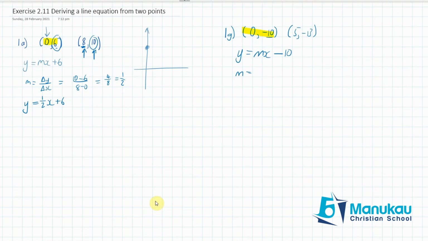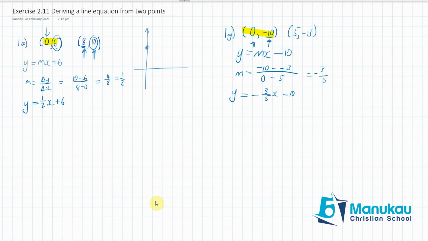M is the change in y over the change in x, so I'm going to go minus 10 minus 13. This time I started with my minus 10, and I'm subtracting my minus 13. And then since I started with this minus 10, I'm going to do this: 0 minus 5. Now this gives me 3 over negative 5, which is negative 3/5. So my equation is y equals negative 3/5 x minus 10.